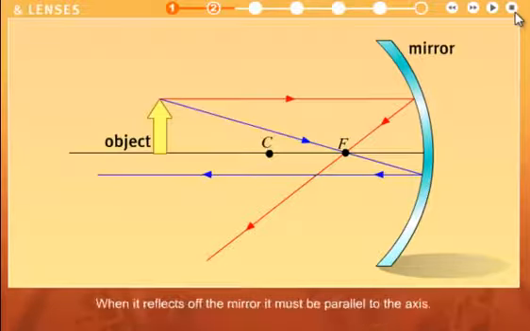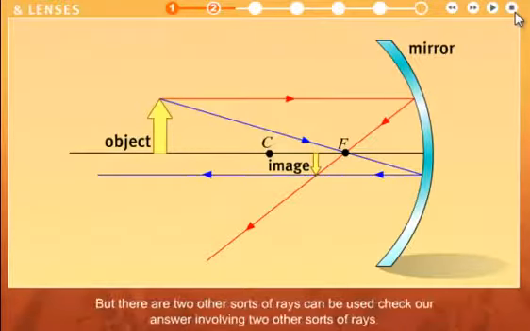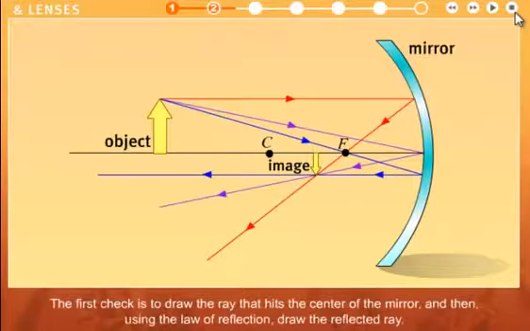When it reflects off the mirror, it must be parallel to the axis. Generally, the two rays we have considered are sufficient to determine the location and orientation of the reflected object's image. But there are two other sorts of rays that can be used to check our answer. The first check is to draw the ray that hits the center of the mirror, and then, using the law of reflection, draw the reflected ray.